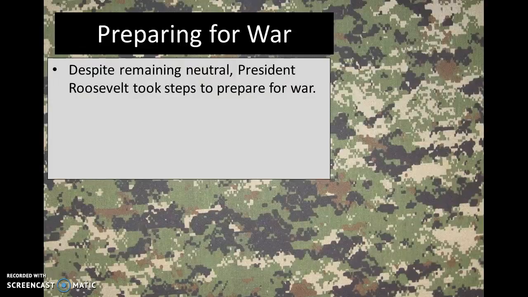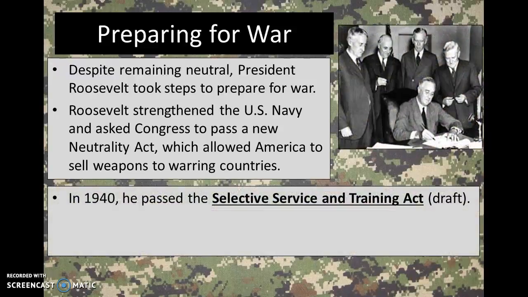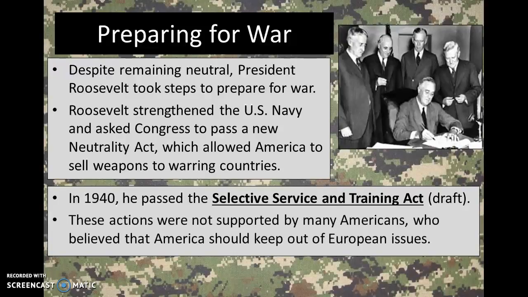Now, despite the fact that America was still neutral, President Franklin Roosevelt did take some steps to prepare for eventually maybe having to enter into World War II. He strengthened the U.S. Navy, and he asked Congress to pass a new Neutrality Act, and this new act allowed America to actually sell weapons to warring countries. And then in 1940, he passed what is called the Selective Service and Training Act, but it is more commonly referred to as the draft, where men from the ages of 18 to 35 can get drafted into military service. This was the first time that this was ever created, in 1940 by FDR.